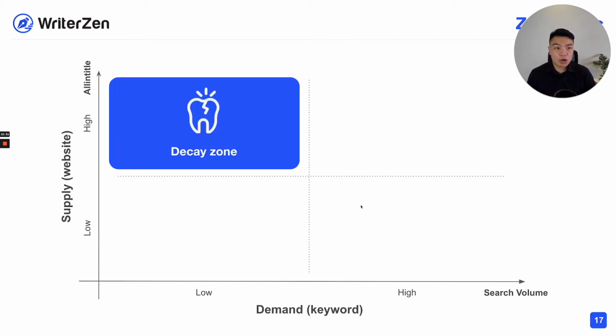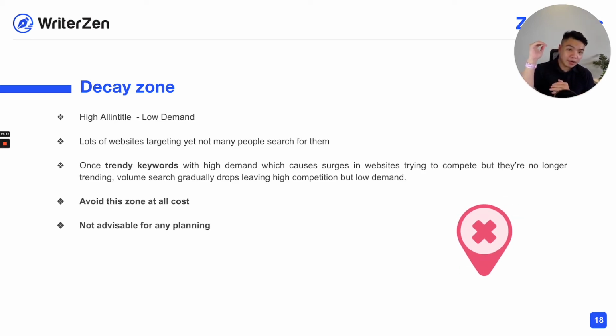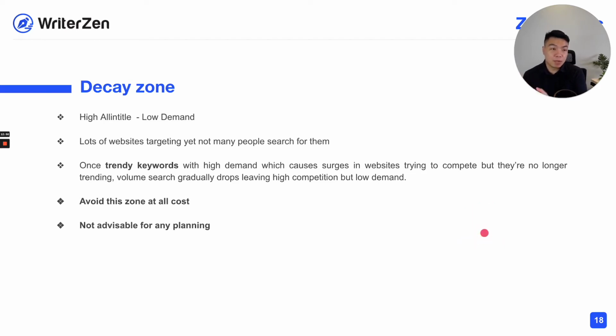And the first zone, I call the decay zone, right? The decay zone has some characteristics: they are high allintitle and low in search volume. It means that it's very highly competitive, but very low in demand from users, which is low search volume, right? It means that there are a lot of websites targeting the keyword, but not many people search for them at the moment. Usually, these were once trendy keywords with very high demand that caused surges in websites trying to compete, but they are no longer trending.